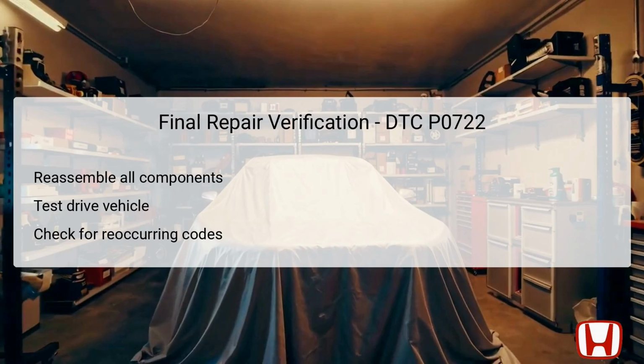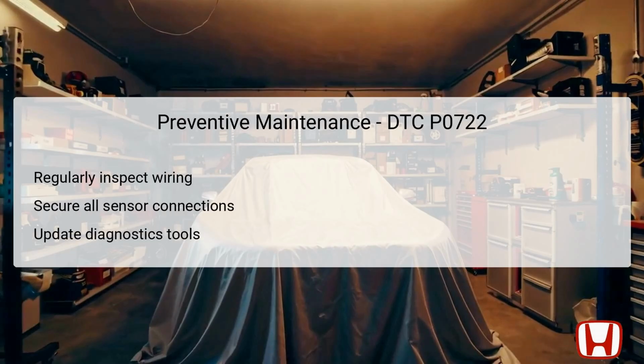Ensuring diligent testing at this stage confirms that all previous steps were accurate and that the resolution has fully restored operational integrity. Accurate verification is crucial for long-term reliability. Preventive maintenance can mitigate the recurrence of DTC P0722 by ensuring that both wiring and connectors remain intact and free from corrosion. Regularly inspect the wiring harness connections of the output shaft speed sensor, as any wear and tear can lead to signal losses over time.